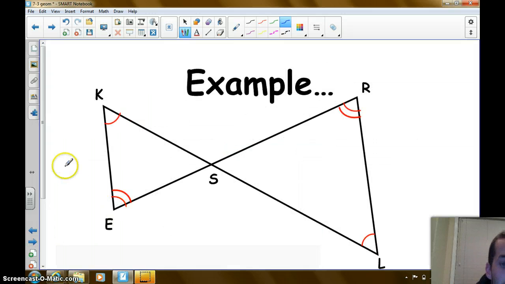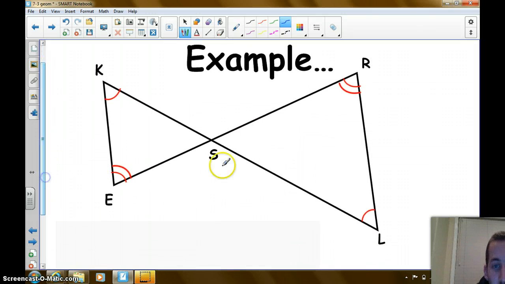Next one, just an example to look at. You can see here this triangle is similar to this triangle. A couple things to point out that may be helpful from last semester: you have alternate interior angles if these lines are parallel.